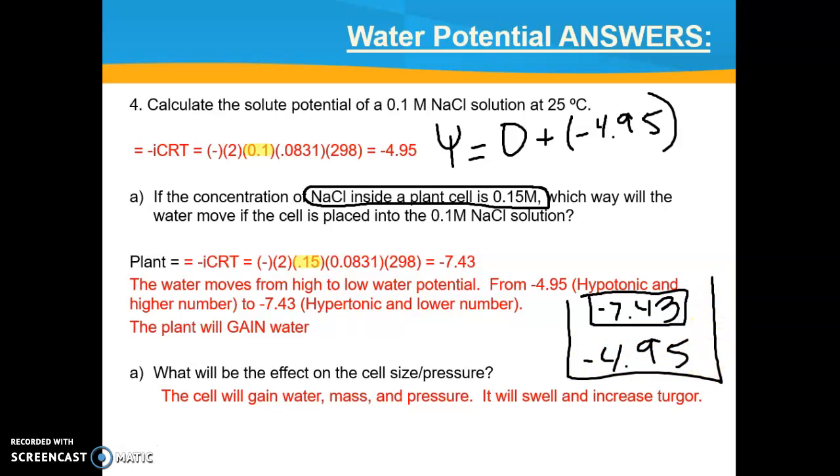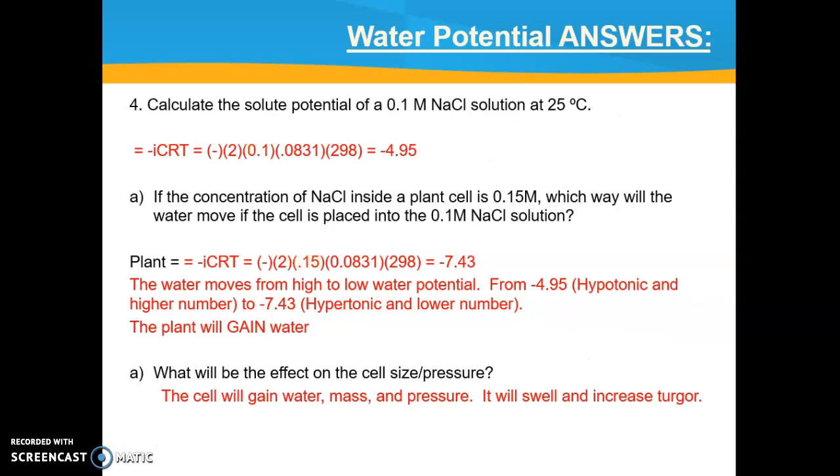So if we compare this, the outside of the cell is hypotonic to the inside of the cell. So what's going to happen? Water is going to move into the plant cell, increase its mass, increase the pressure in there, and it's going to swell. So this is how we use water potential to help us calculate and answer osmosis problems.